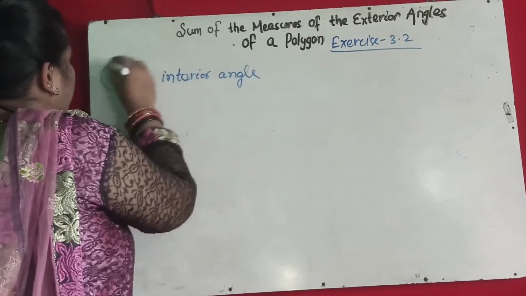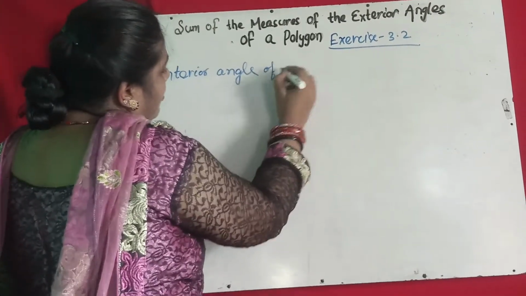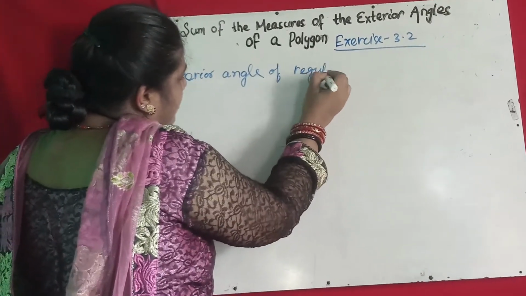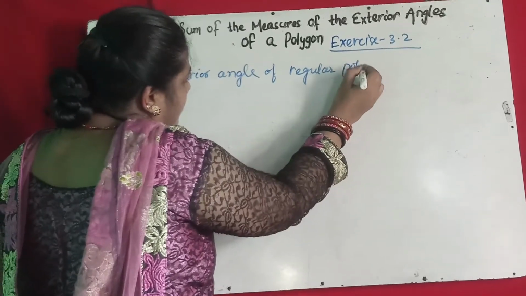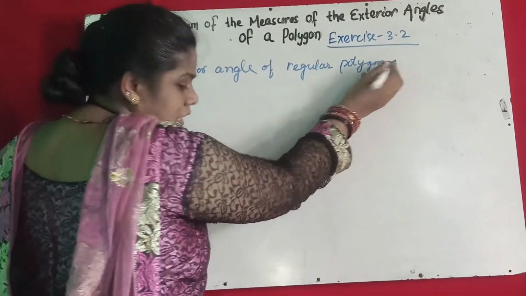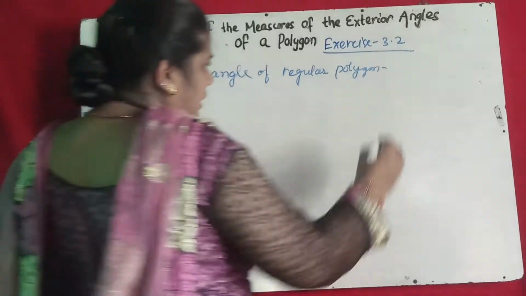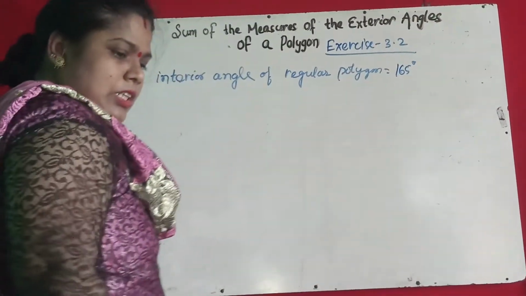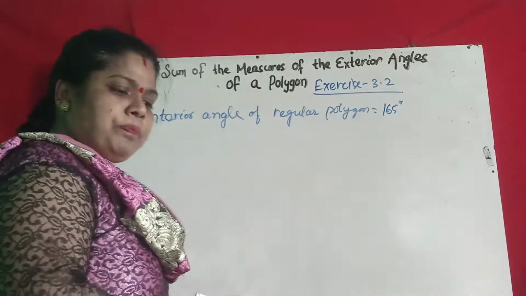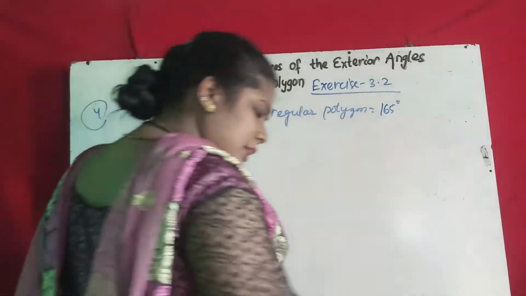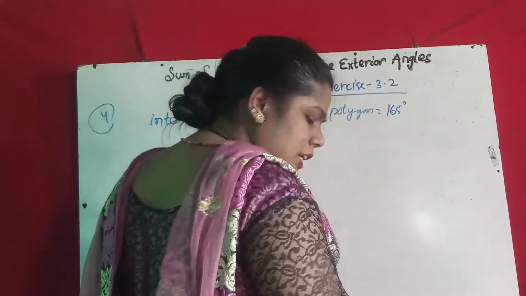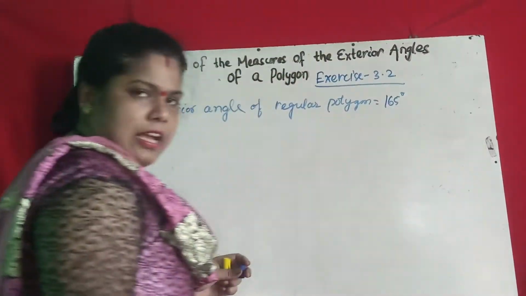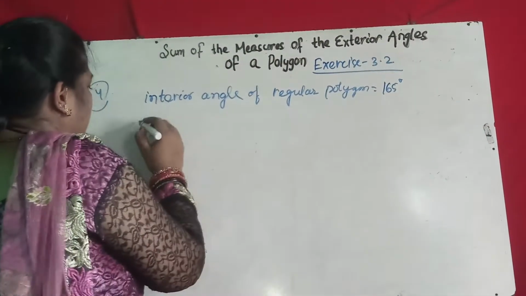It is number 4. The interior angle of a regular polygon is 165 degrees. Okay, so you have to find out what is given: how many sides does the regular polygon have? Okay, so how to solve?